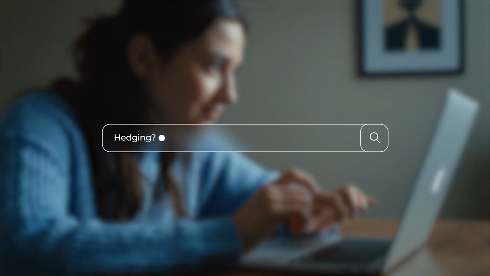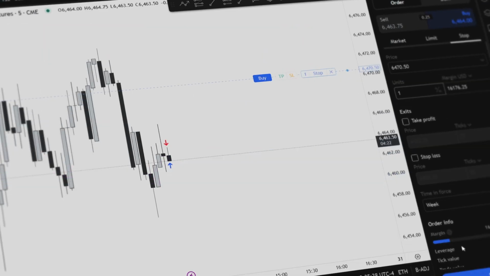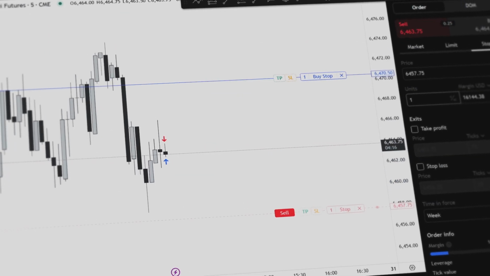Hedging. Hedging means taking opposite positions to reduce risk, like betting on both red and black in roulette. In trading, this might look like going long ES while shorting MES, or holding both buy and sell positions on the same contract. Sounds smart, right? Wrong. Tradify doesn't allow hedging because it defeats the purpose of what they're testing. They want to see if you can pick a direction and manage risk properly, not if you can create complex position combinations that mask your true trading ability.